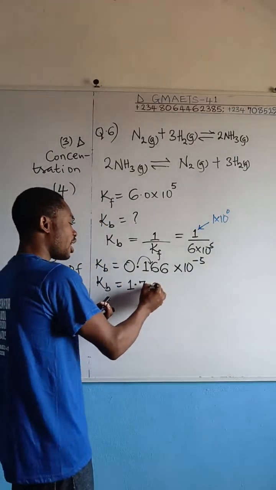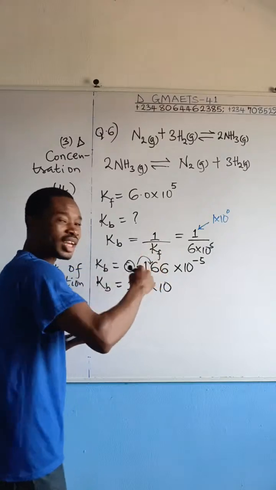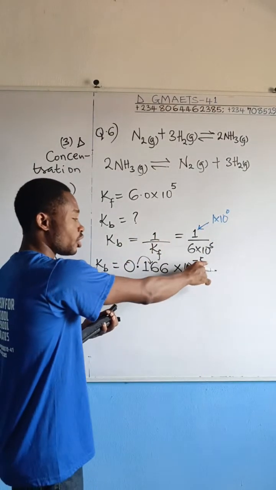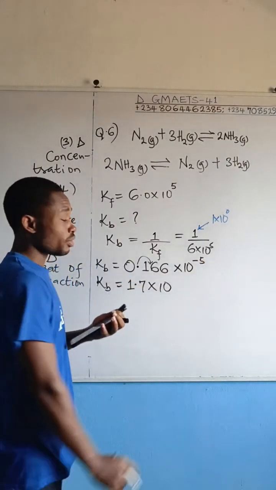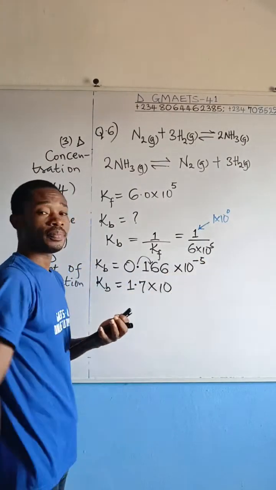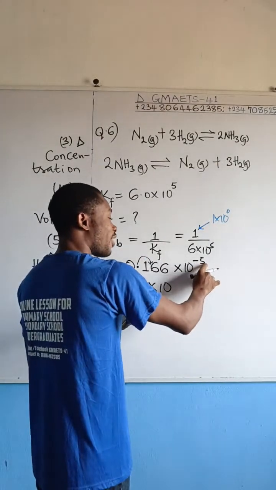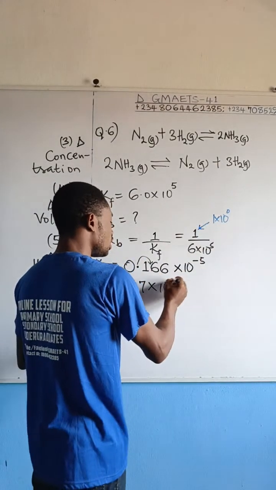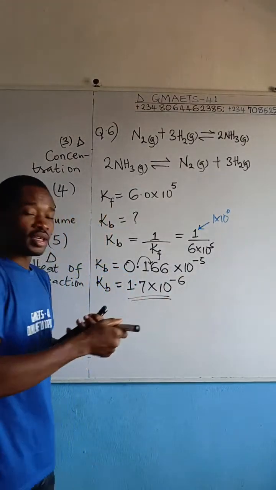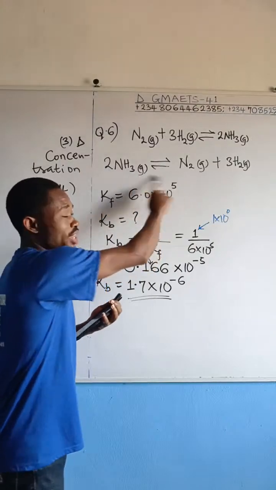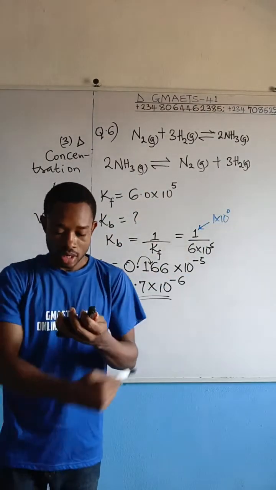So we're going to have times 10. I move this point 1 time to the right. Since I moved to the right, I'm going to minus from this power, minus 5. I'm going to minus 1 from this power. And how many times did I move the point? I said 1. So this is going to be minus 5 minus 1, which gives you minus 6. And this is the equilibrium constant for this backward reaction. That's the answer.